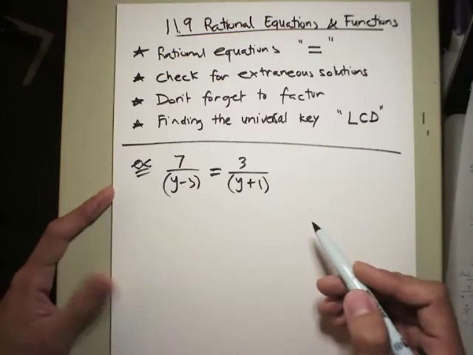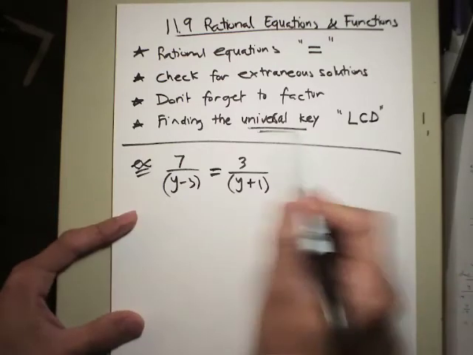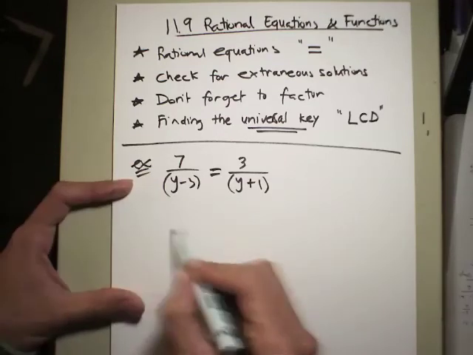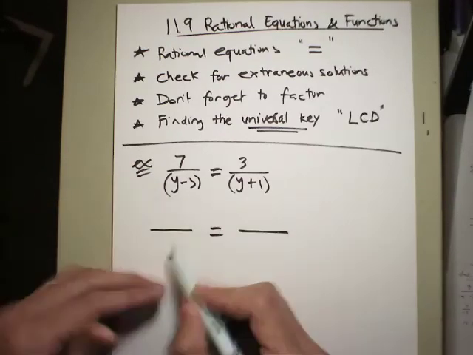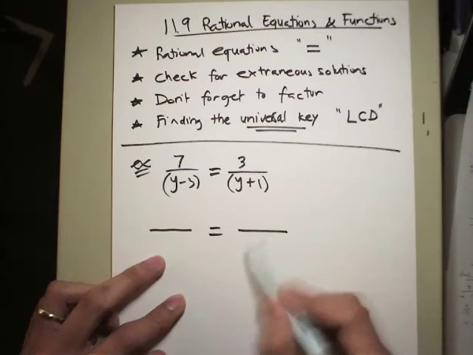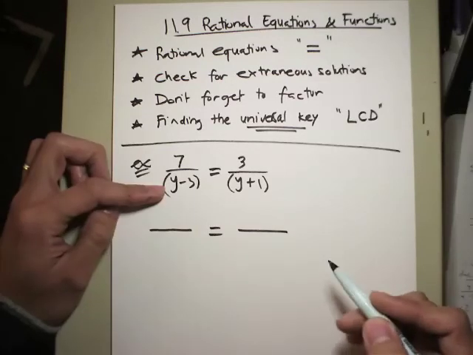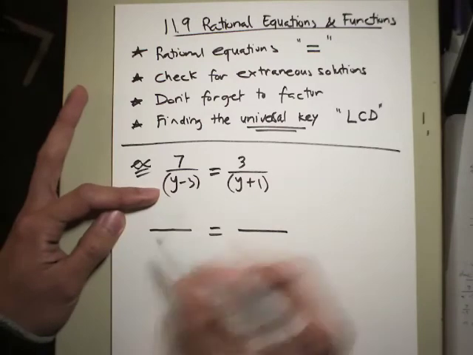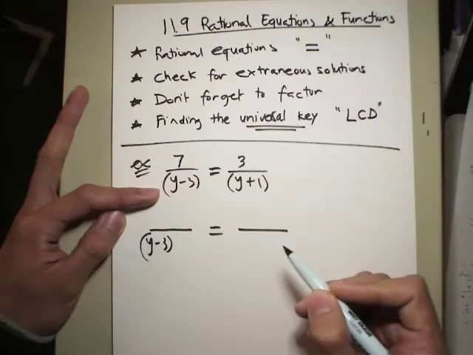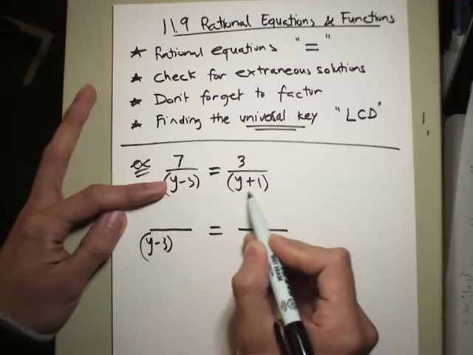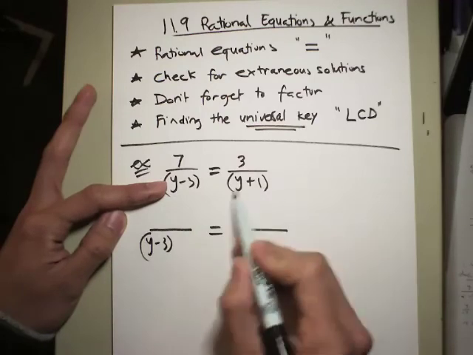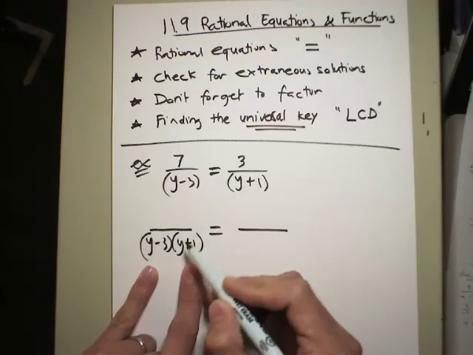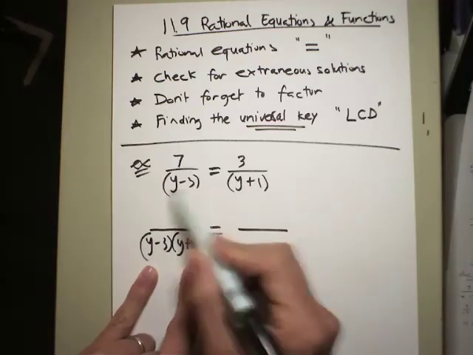The easiest way to look for the LCD is to think about finding the universal key. That means it must match up to whatever I have up here. Set it up as a structure. I'm looking at this and saying, what do I need to cover y minus 3? To unlock y minus 3, I need to have y minus 3. Absolutely. But as I look over here, remember we want to find a universal key, the LCD. To unlock this one, I need a y plus 1 as well. So I can combine them both together as a universal key, which can unlock both of my denominators.